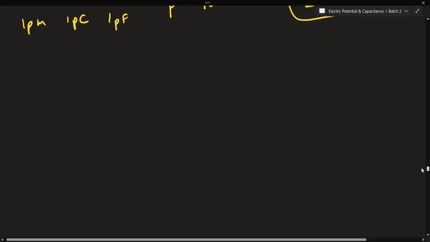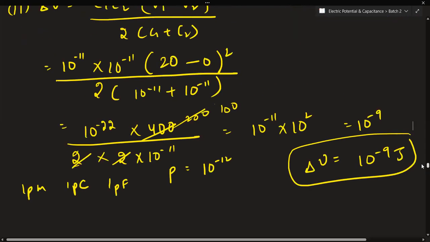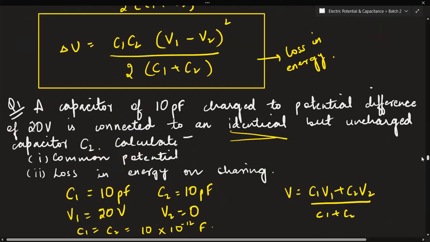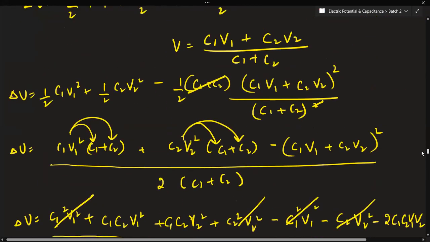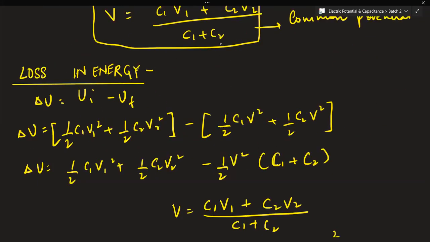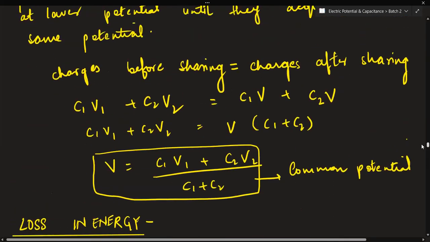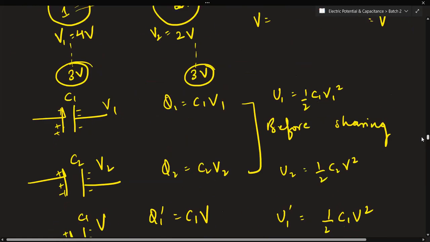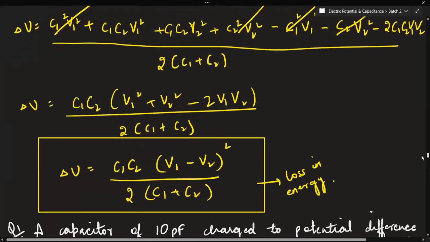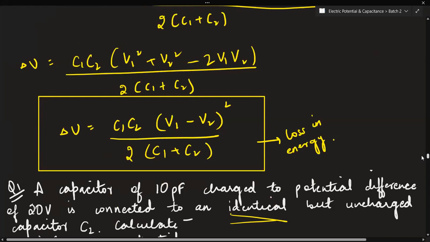So we had started with sharing of capacitors, grouping of capacitors in the previous class. And then we had seen there was loss of energy when we shared it and a common potential was also observed. The formula of common potential was (C1V1 + C2V2) / (C1 + C2). This was the common potential when two capacitors are connected. And then the loss of energy was C1 C2 multiplied by (V1 − V2) whole square divided by 2(C1 + C2).